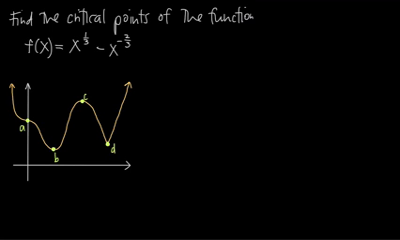In this video, we're talking about how to find the critical numbers or critical points of a function. And in this particular problem, we've been given the function f of x is equal to x to the 1/3 power minus x to the negative 2/3 power.